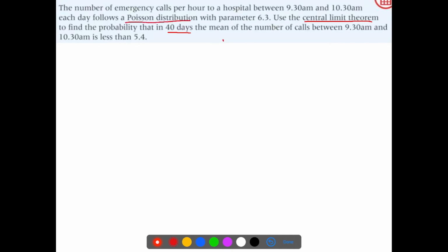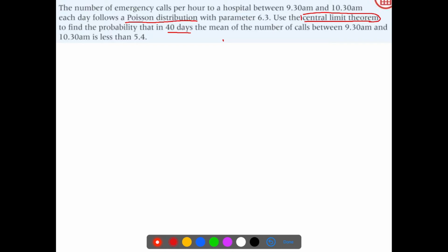Now, notice that this is a Poisson distribution. That is not important when I look at the central limit theorem. The central limit theorem works for any type of distribution. Now, there really is no other way to do this. It's not like the other questions where it asks what is the probability that half of the days will be under 5.4. In that case, I could use the Poisson CDF to get a probability, then use the binomial CDF to find the probability of half or more of the days being less than 5.4.